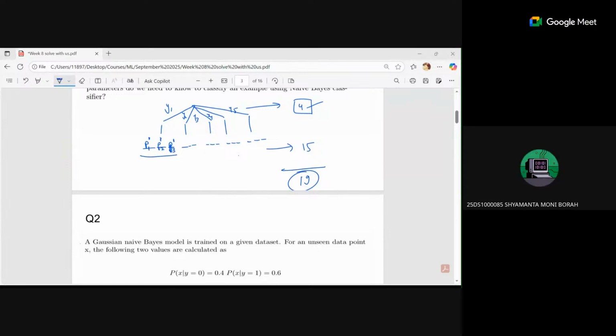Ma'am, P1 0, P2 0, and P3 0 will also be considered. Yes, I have written Y1, Y2, Y3, Y4, Y5, and that's why I have used all the superscript 1. But you got the idea, right? It is going to be P1 0, P2 0, P3 0, P1 1, P2 1, P3 1, P1 2, P2 2, P3 2, right?